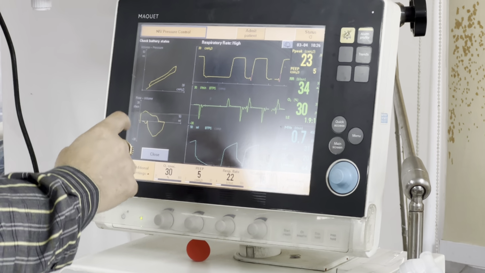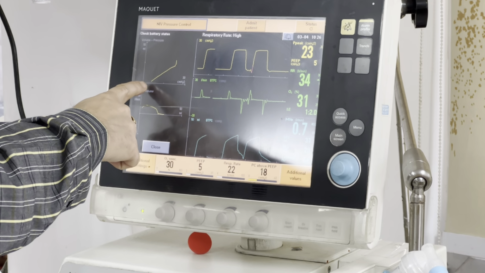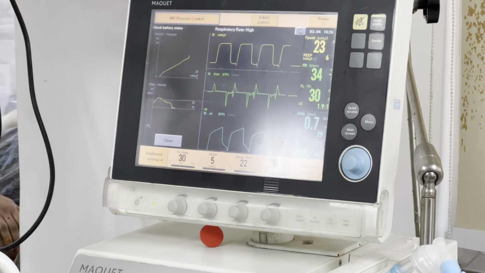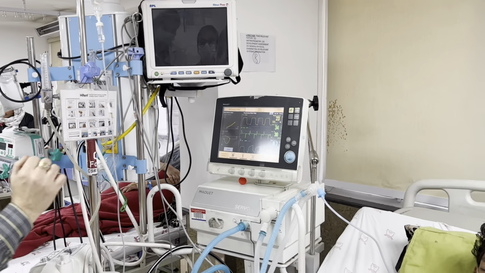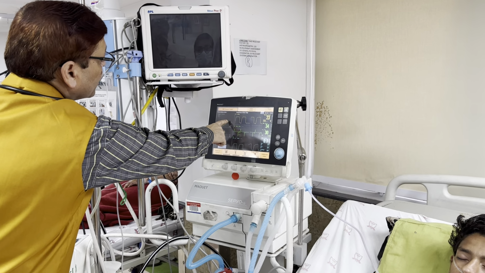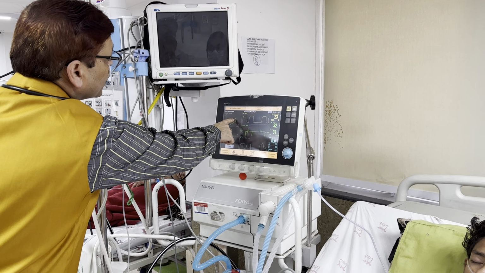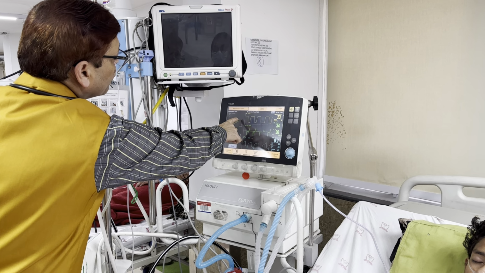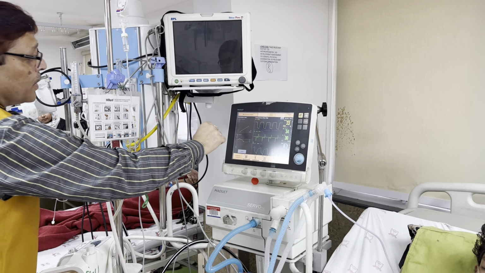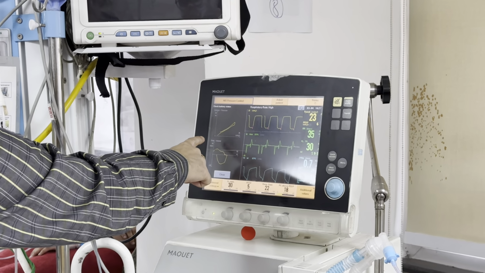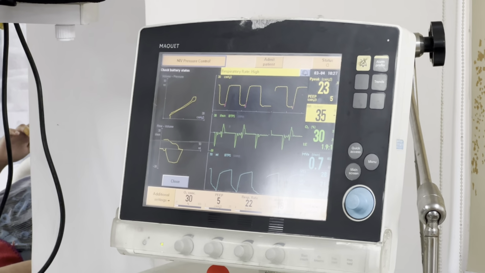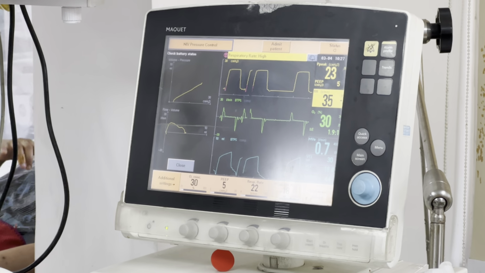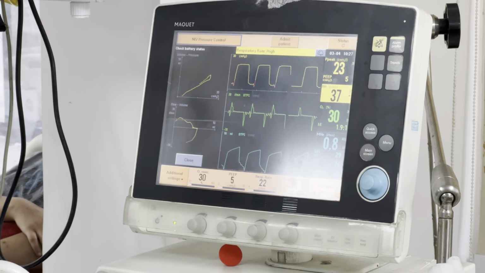We can see here it starts with this and ends here. Where it starts, it is the lower inflection point, and where it ends, it is the higher inflection point. We have to ventilate between the lower inflection point and the higher inflection point. If we ventilate below the lower inflection point, the lung will not inflate. If we ventilate above the upper inflection point, there will be injury to the lung.